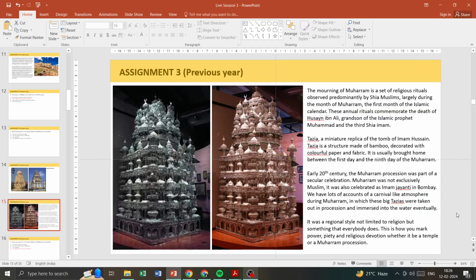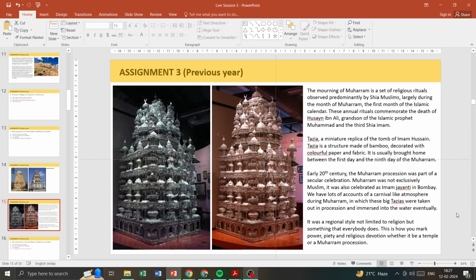Now, these are examples of taziyas that are used in Muharram processions. So, what is Muharram? It's an Islamic festival, not actually a festival. The mourning of Muharram is a set of religious rituals observed predominantly by Shia Muslims, largely during the month of Muharram, the first month of the Islamic calendar.